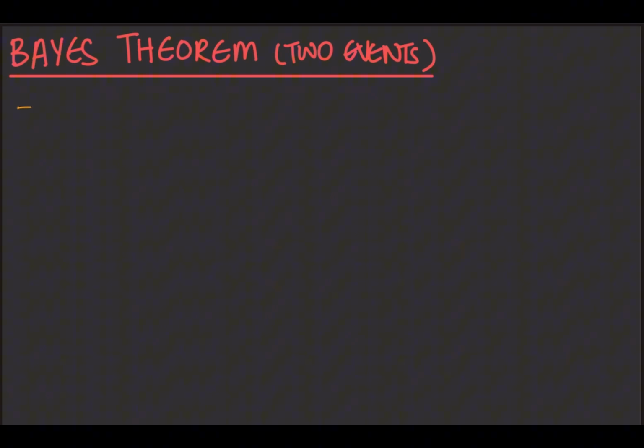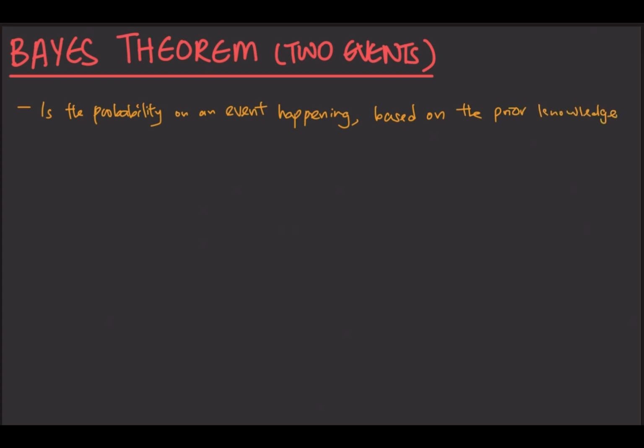So the Bayes Theorem is basically the probability of an event happening based on the prior knowledge, or we can say based on the prior knowledge that an earlier or another event has happened. So this is basically a conditional probability.